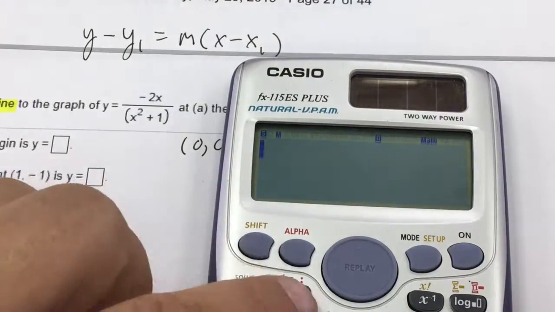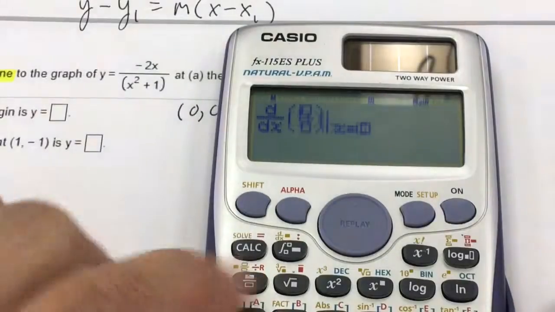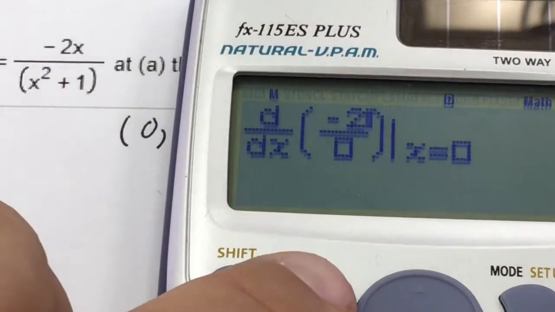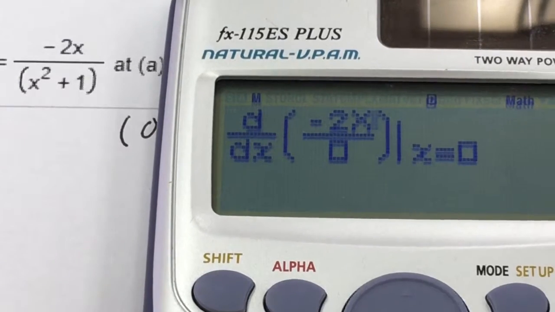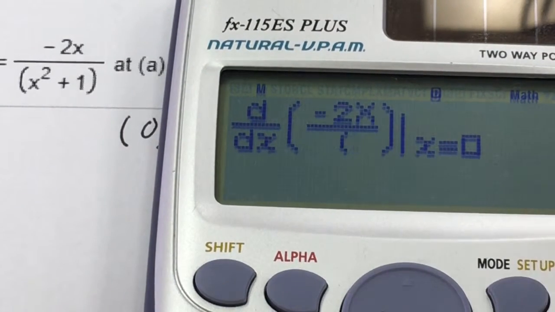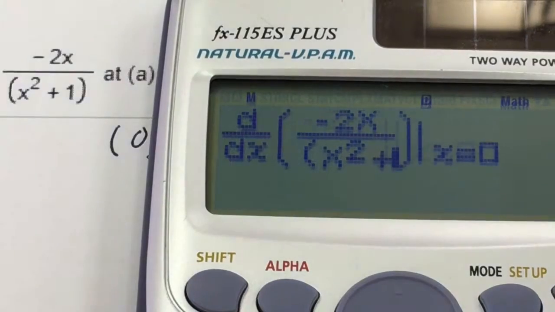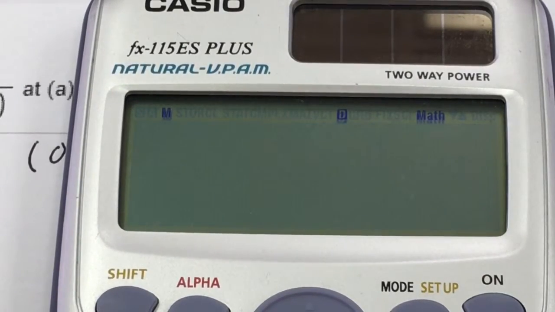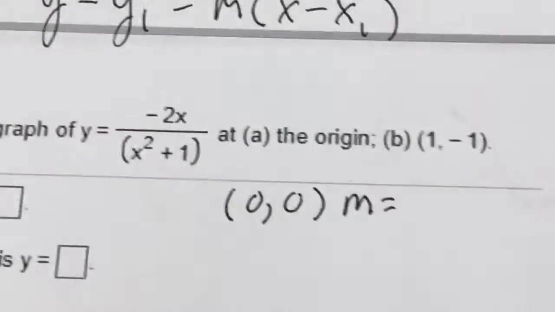I'm going to hit the shift and the calculus button. There's the derivative. Hit the fraction bar. And now I'm going to type in the equation, negative 2, alpha red x, down arrow, parentheses. I don't know if I need them, but I'm going to put them. Alpha red x squared plus 1, close parentheses, at x equals 0. And let's see what that slope is. That slope is negative 2.